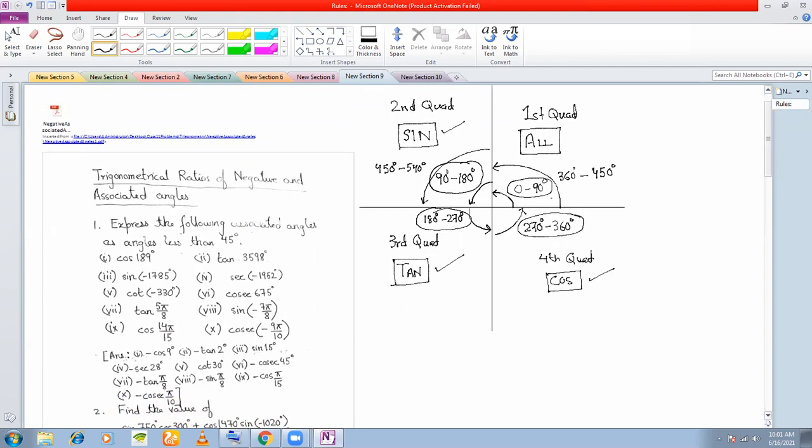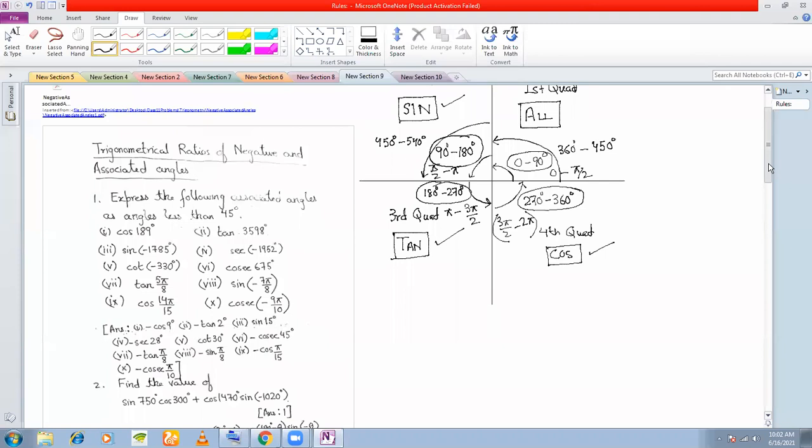Also, you can call these angles 0 to pi by 2. Remember this: 0 to 90 degrees is also 0 to pi by 2. This is pi by 2 to pi. This is pi to 3 pi by 2. And this is 3 pi by 2 to 2 pi. So whether you call it 0 to 90 or 0 to pi by 2, same thing. Whether you call it pi by 2 to pi or 90 to 180, same thing. Whether you call it pi to 3 pi by 2 or 180 to 270, same thing, and so on. This is the first rule.